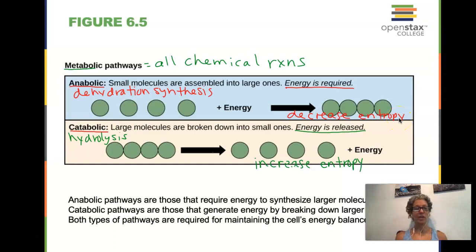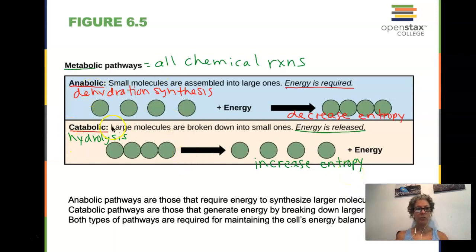Think way back to your Chem 1A class. So entropy is a measurement of randomness in a system. So we start out with something that's fairly random and disorganized. We provide energy, we create something more organized. We decrease the entropy. With catabolic reactions, we start out with something very organized. We carry out those hydrolysis reactions and break it down. We release energy and we increase the entropy. We make it more random.